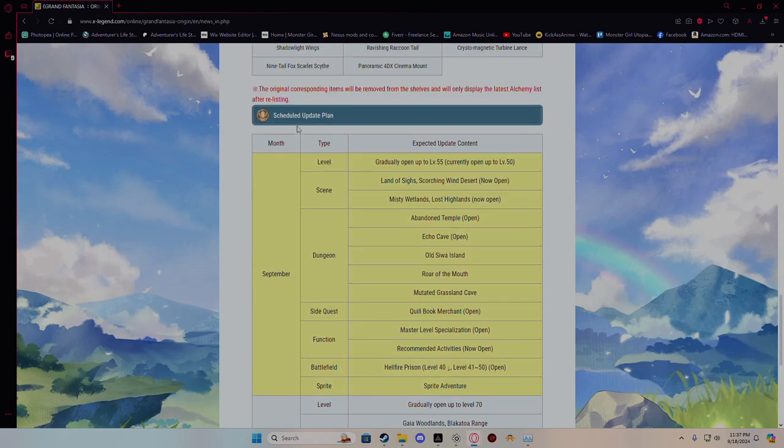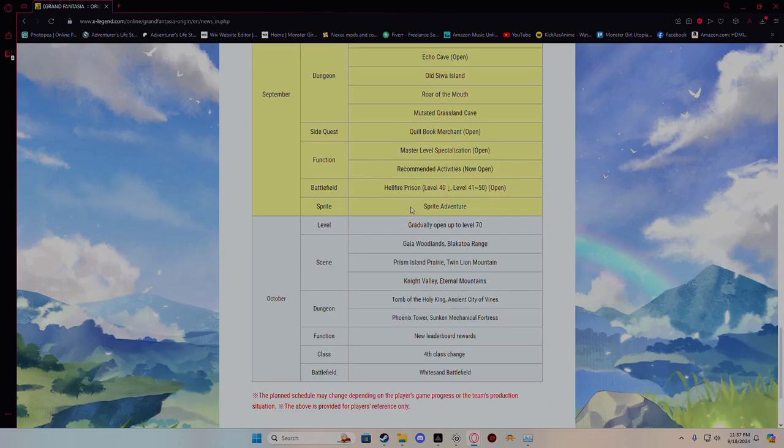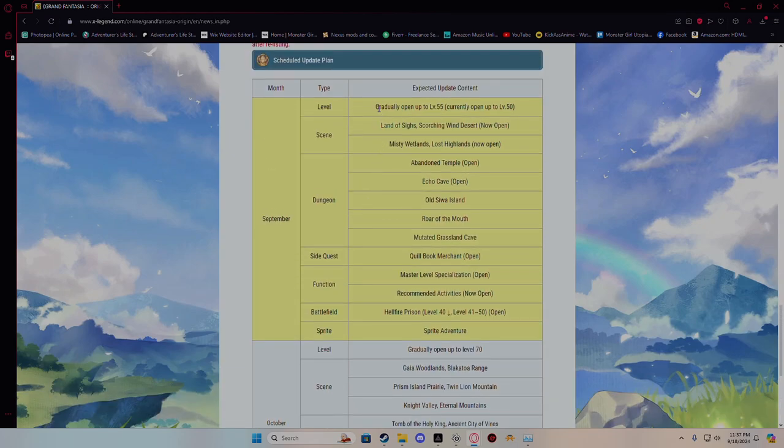Okay, roadmap. This is all set for September. Okay. So September is almost done. Yeah, next week it will be Odyssey Island and Roar of the Mouth.